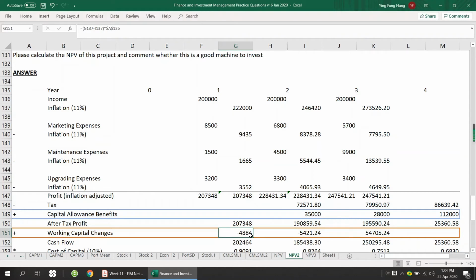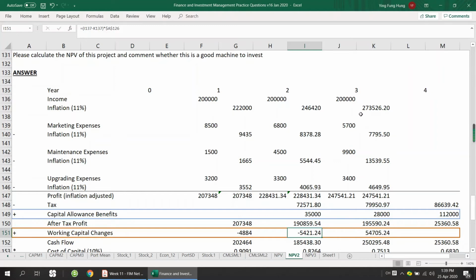Now very important is that you don't have to remember to put the negative sign because this represents a cash outflow. For the working capital changes between year 2 and year 3, once again, because there is an increase in sales in year 3, that means we have to prepare more working capital, or prepare more cash, in preparation for the increasing sales.